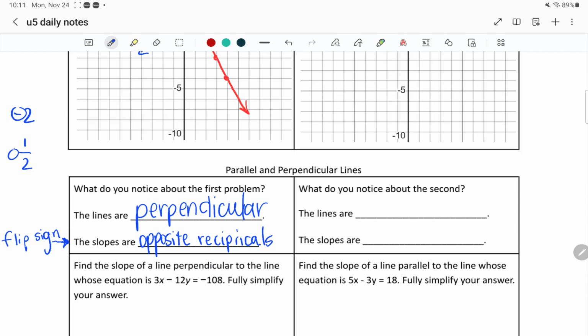So it was negative, it became positive. And then I'm also going to flip my fraction. So 2 over 1, right, that's a secret over 1, became 1 over 2. So opposite reciprocal means flip the sign and flip the fraction. Just opposite means flipping the sign. Just reciprocal means flipping the fraction, but we put them together and we flip everything. Okay, that's how we do perpendicular. We will do an example problem in a second.